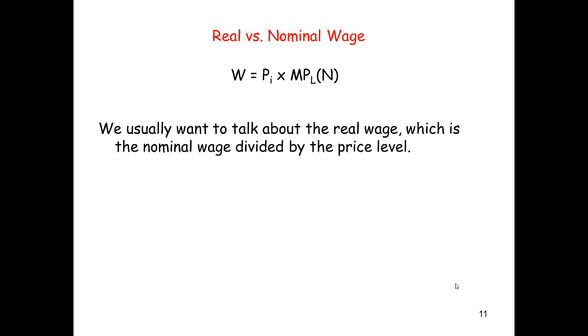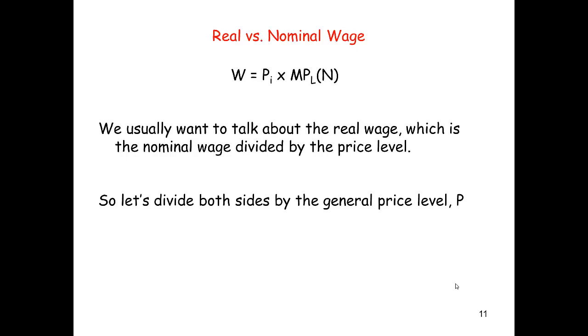Now let's talk about real versus nominal wages. Okay, so far we've said everything in terms of nominal wages. So W is nominal. Now we usually want to talk about the real wage because we want to adjust for inflation. And the real wage is just the nominal wage divided by the price level. So let's divide both sides of that expression above by the general price level P. This gives us the real wage is equal to the relative price of the firm's output times the marginal product of labor.